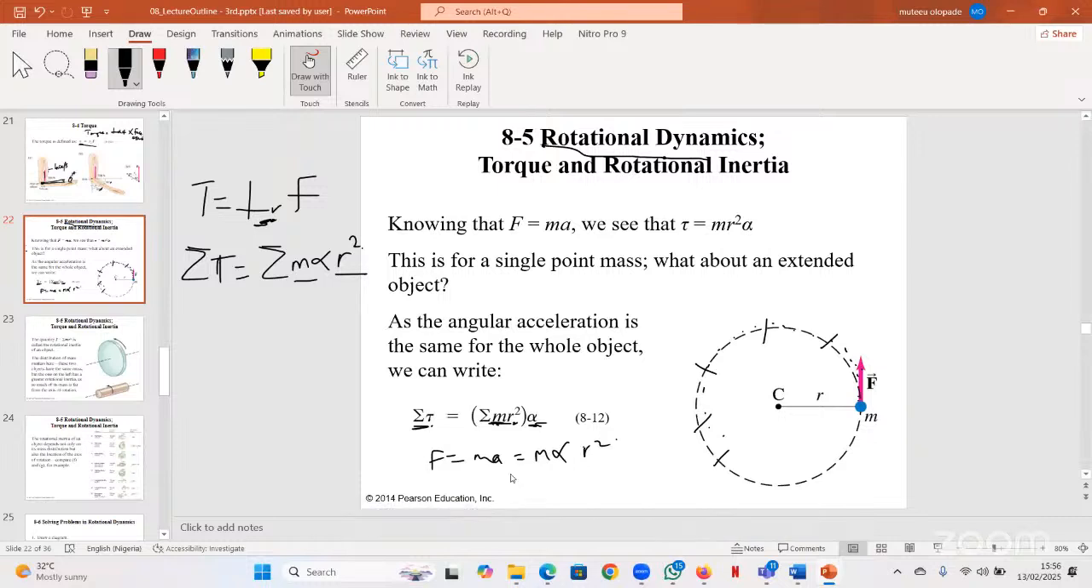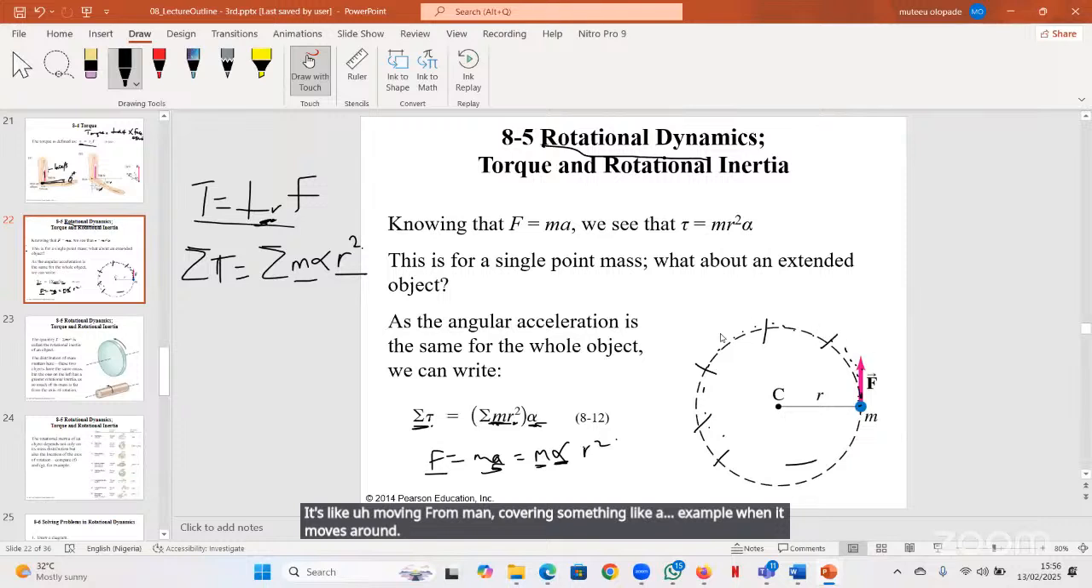After F is equal to MA, because you are multiplying the force by the perpendicular distance, that is the formula for torque. But under angular or rotational motion, instead of A, you have angular acceleration. Your mass stays. But to calculate your distance, it is like covering a circle. When it moves around, that's the distance it is going to cover.